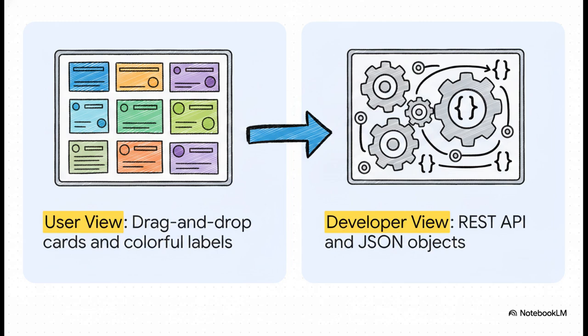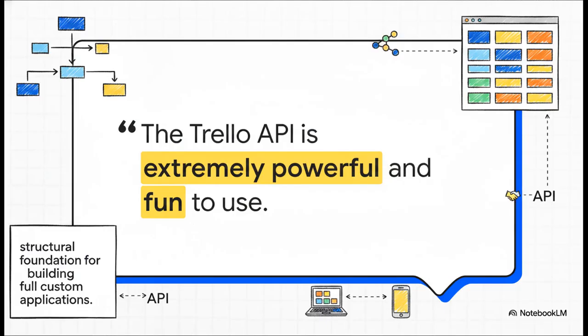That beautifully visual Agile board we were just looking at, to a developer, it's simply a collection of highly programmable API resources. I love this quote straight from the Atlassian developer documentation. It says, "The Trello API is extremely powerful and fun to use. Building a full application with Trello for web or mobile means getting to know the various concepts and models making up Trello." In plain English, Trello isn't just a pretty user interface. It's an actual structural foundation for building full custom applications.